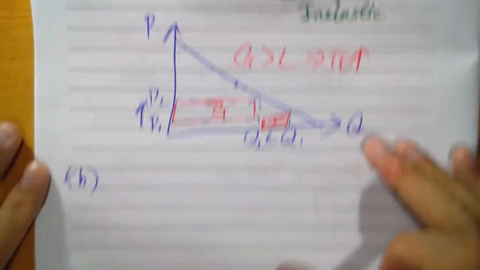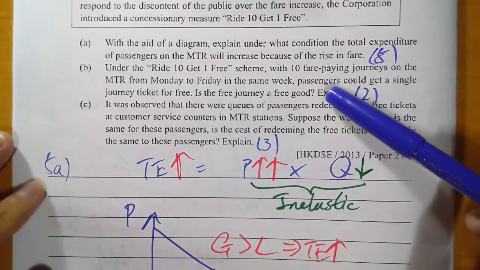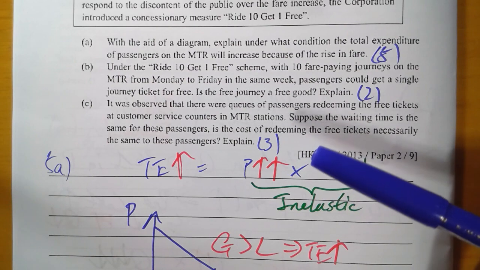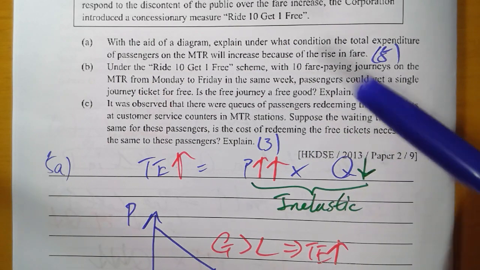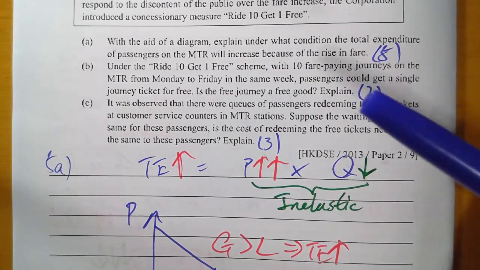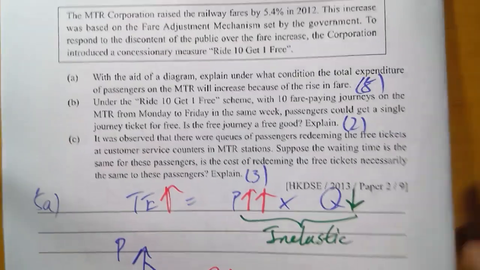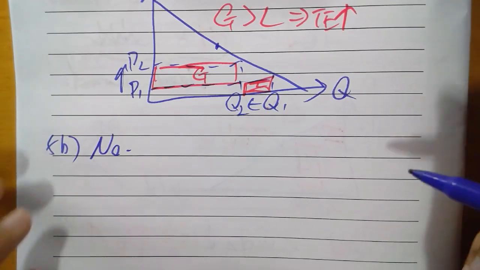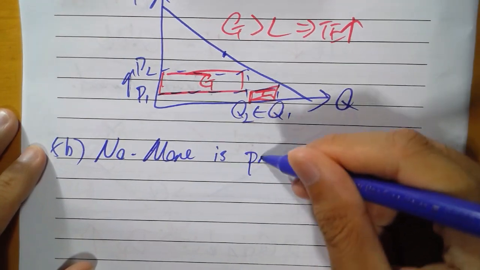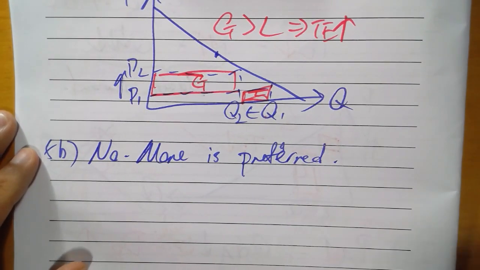Is it a free good? Obviously, no. Now think about it. It is saying, when you have 10 trips, then after 10 trips, you get one free trip. Okay, now think about it. Do you want more free trips? Of course you want. More is preferred. So it is not a free good.